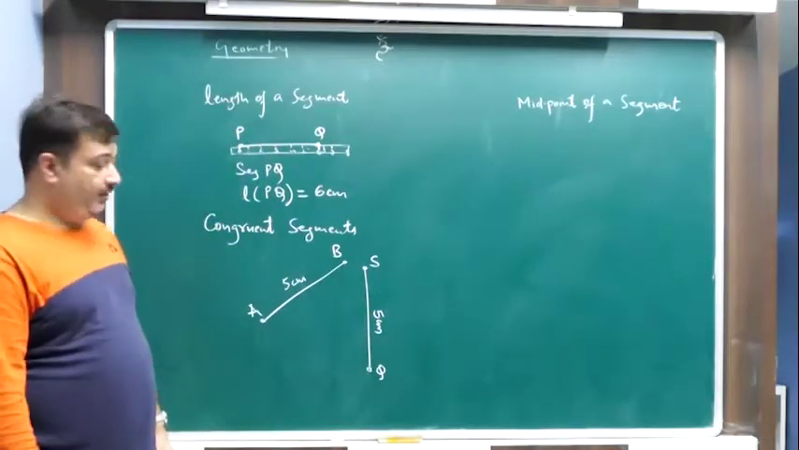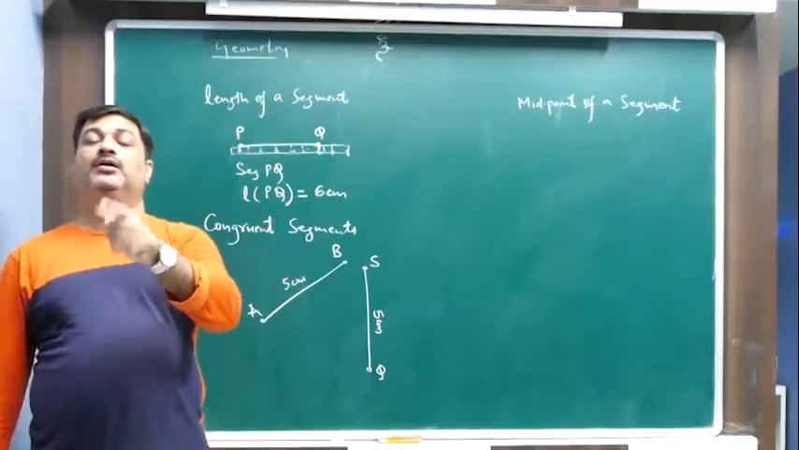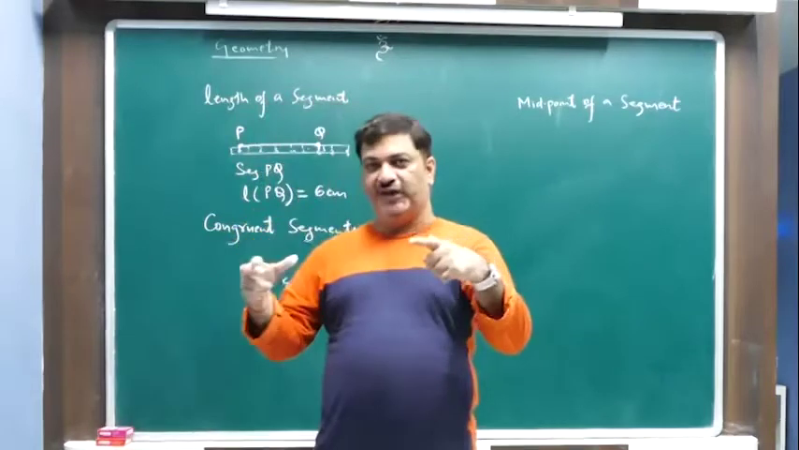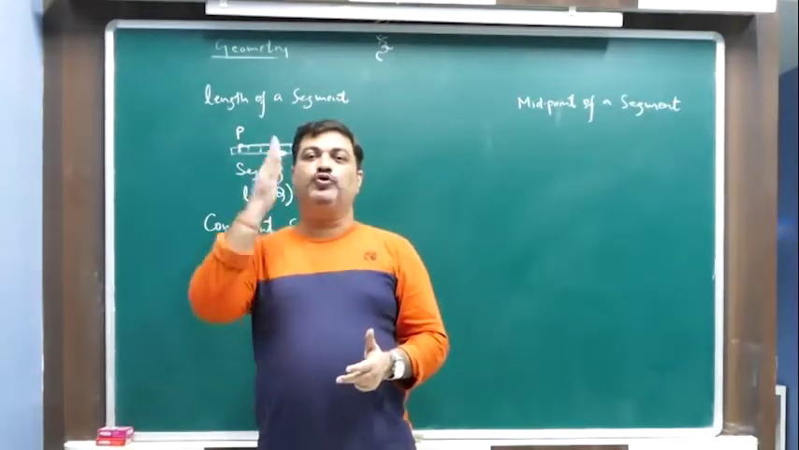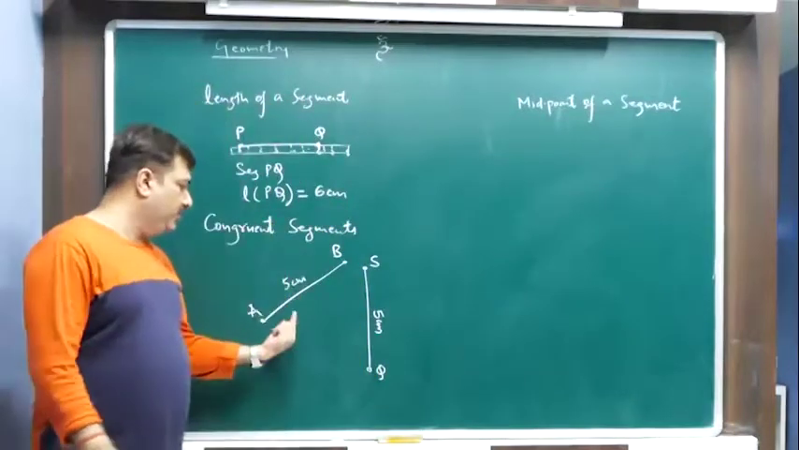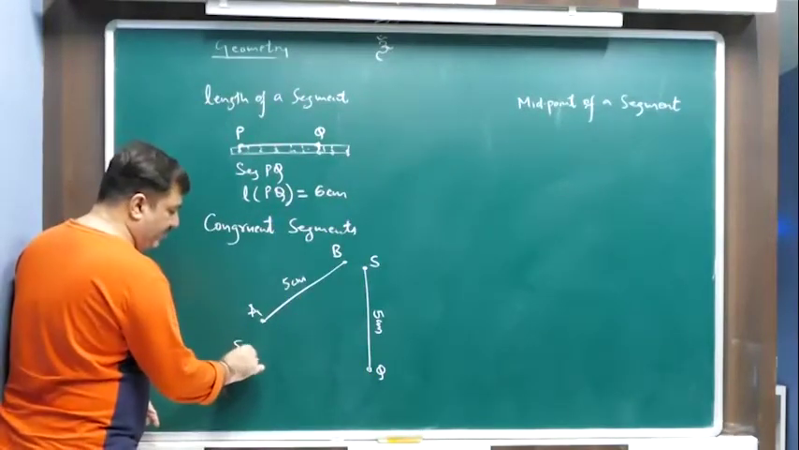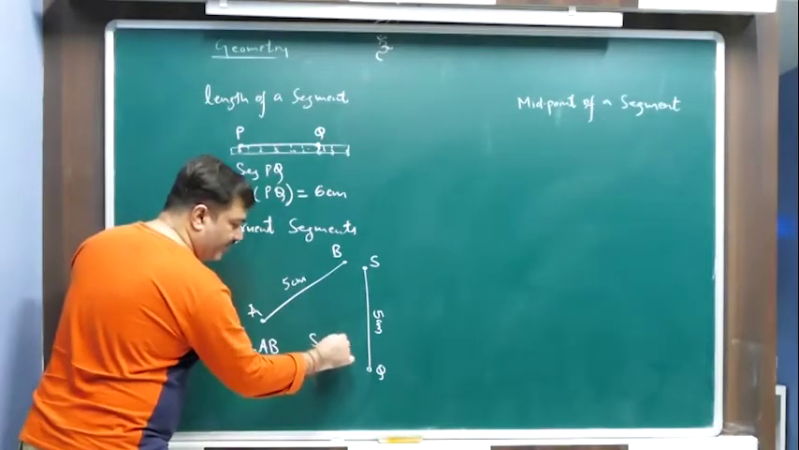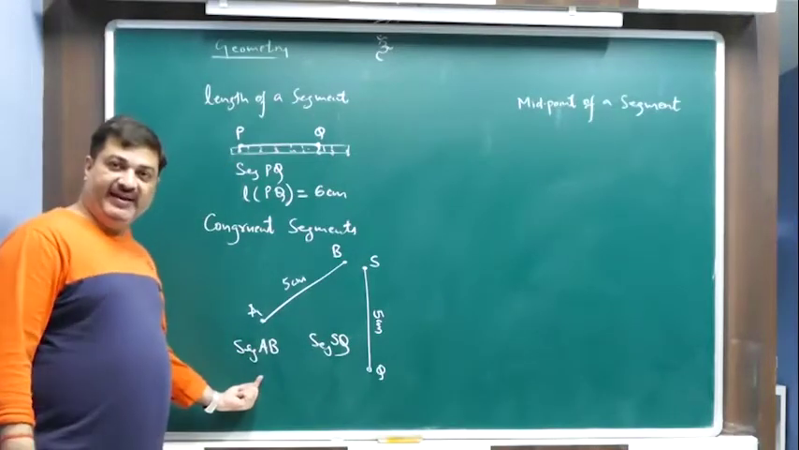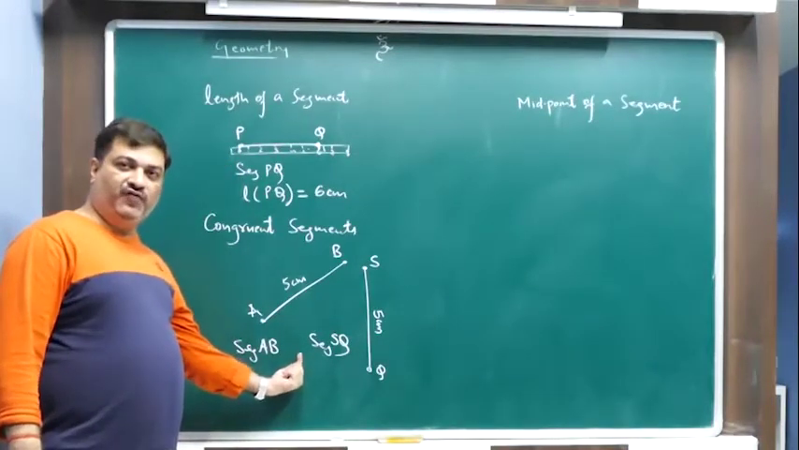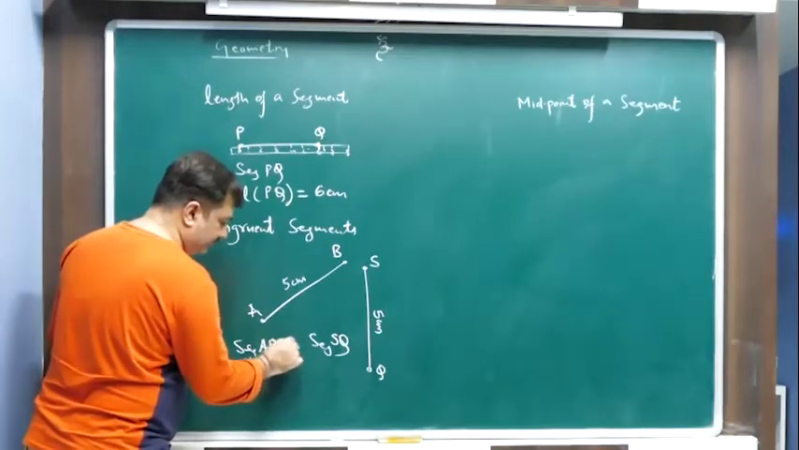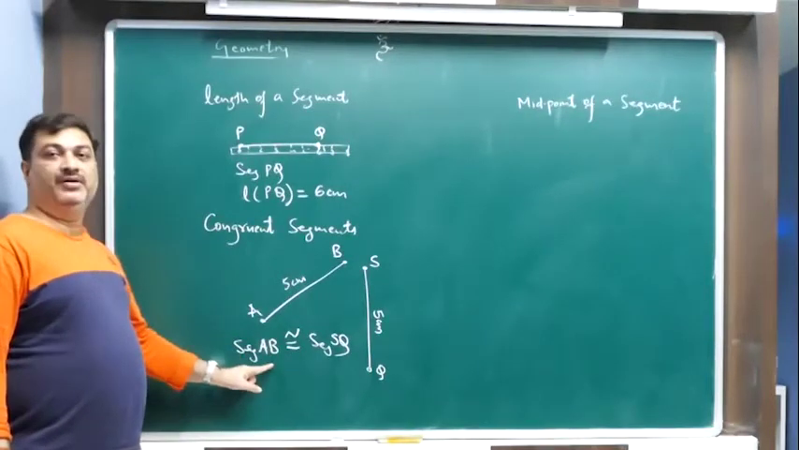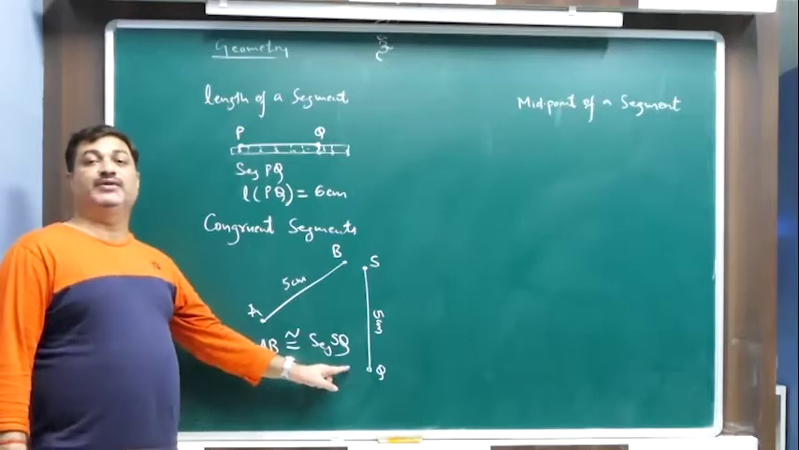If that happens, meaning if the length of two segments is equal, then the segments are congruent. You understood what are congruent segments? If the length of two segments are equal, then we say that those segments are congruent. So here I will say segment AB is congruent to segment SQ. The symbol for congruent is this. So segment AB is congruent to segment SQ.